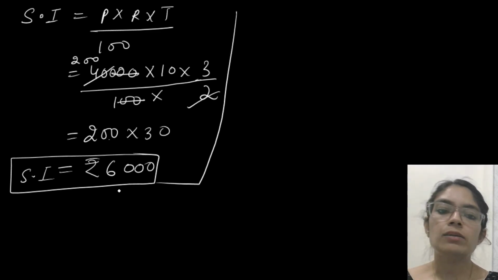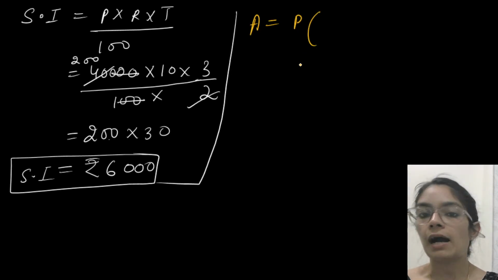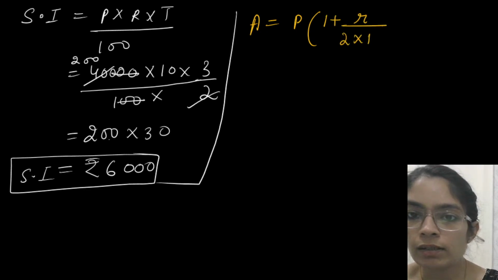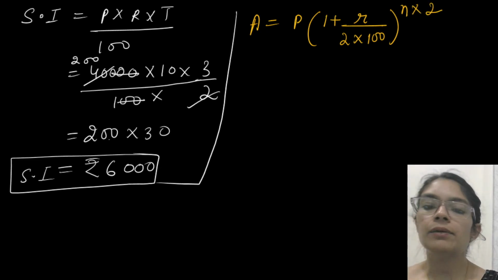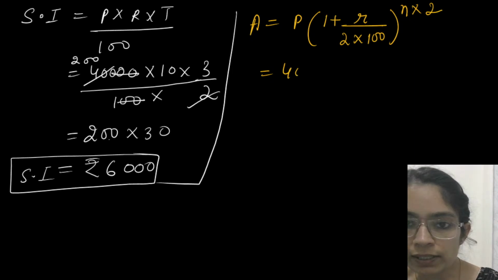I have to find compound interest also. For that, first of all, I have to find the amount. Amount is equal to P into, because this is half yearly, 1 plus R by 2 into 100, whole raised to N into 2. So this is the formula. So P is 40,000.